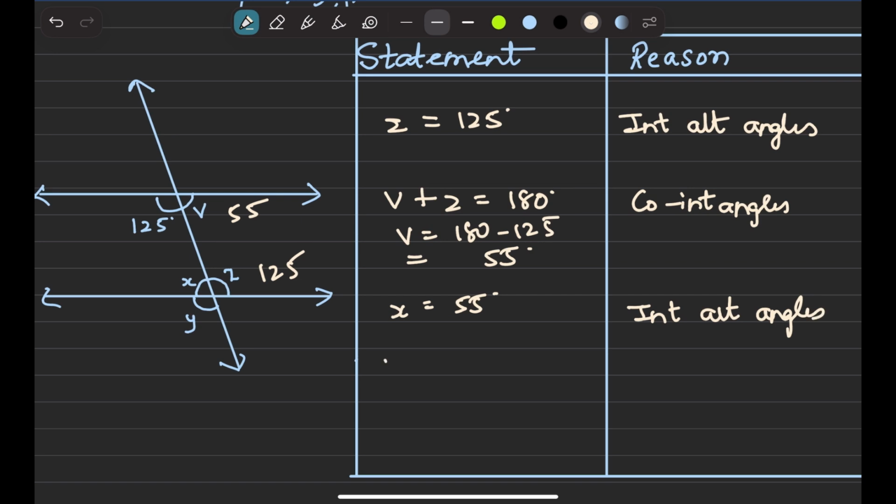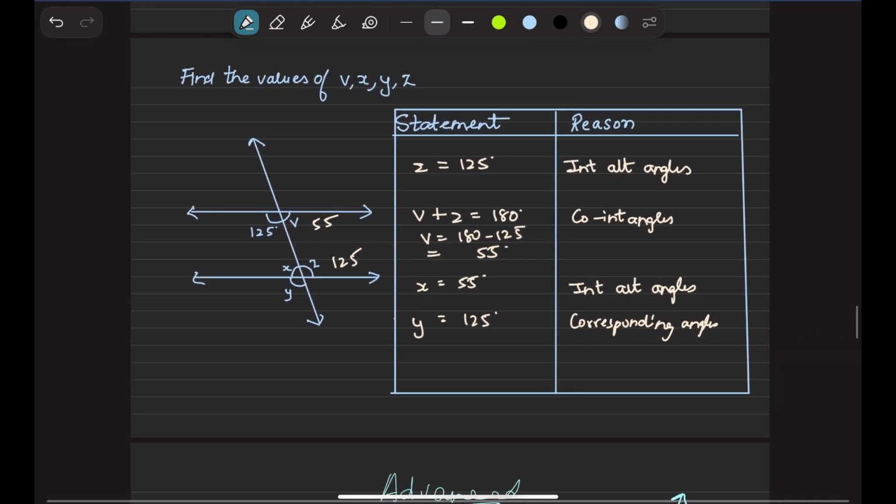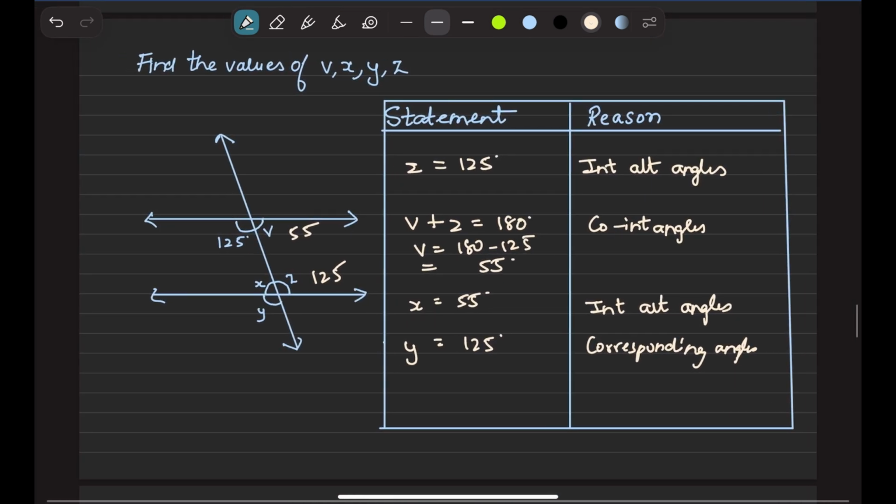What is Y? Y is 125. Why? Corresponding angles are equal. So it's a good mix of all the properties, guys, this sum. So that's all we have at this level. If you all want slightly advanced sums, I'm going to put up another video for the higher classes who will be doing more advanced sums.